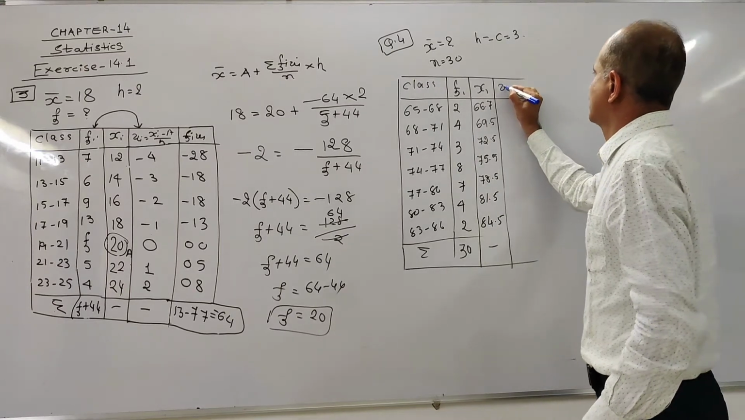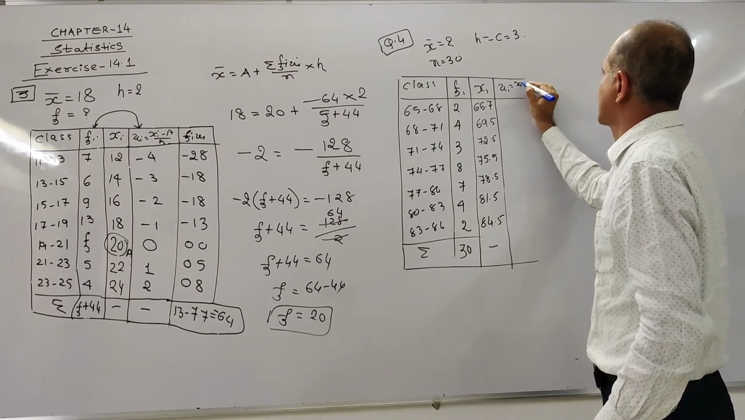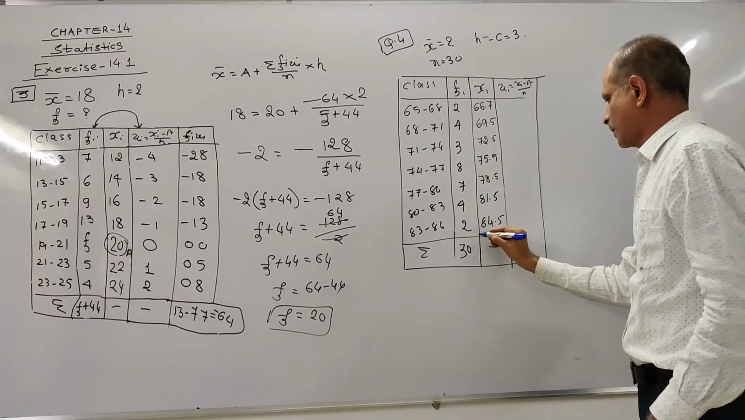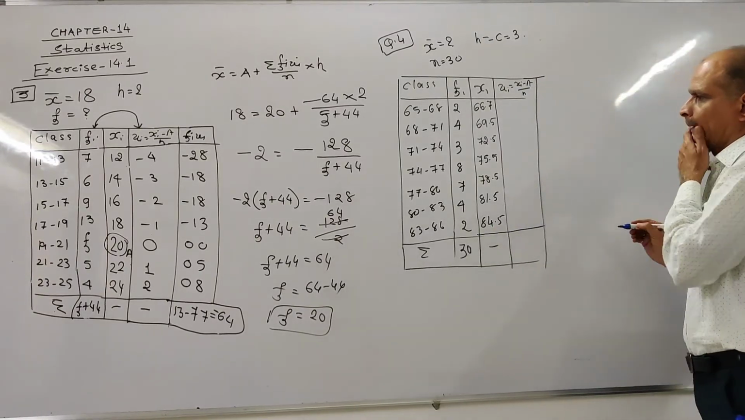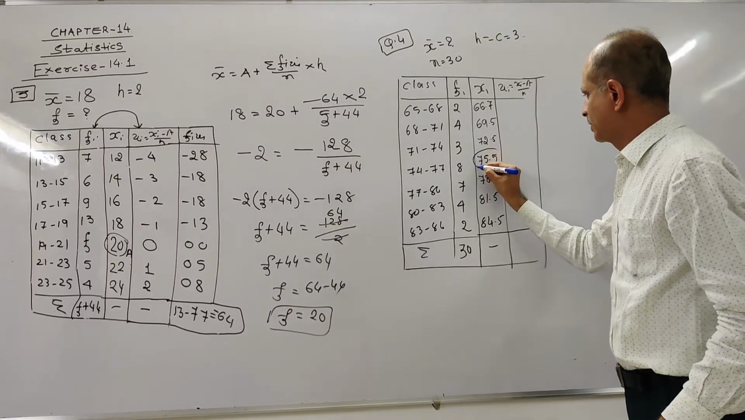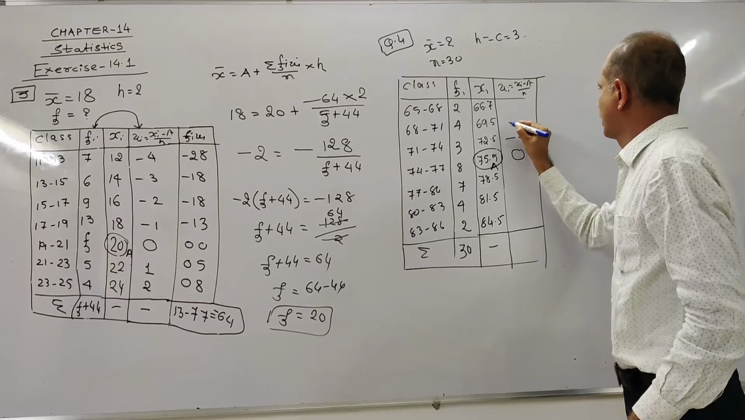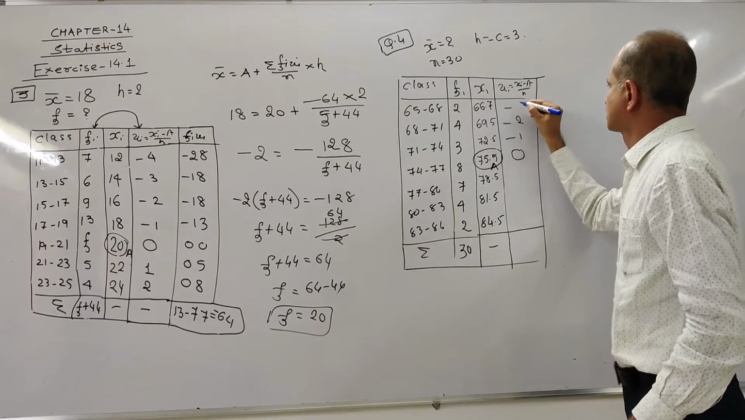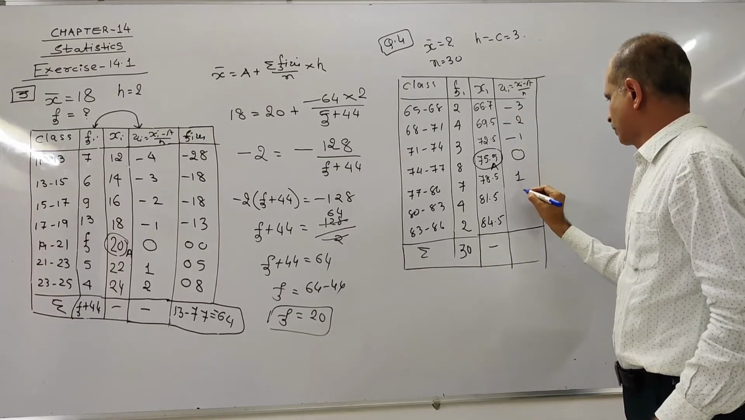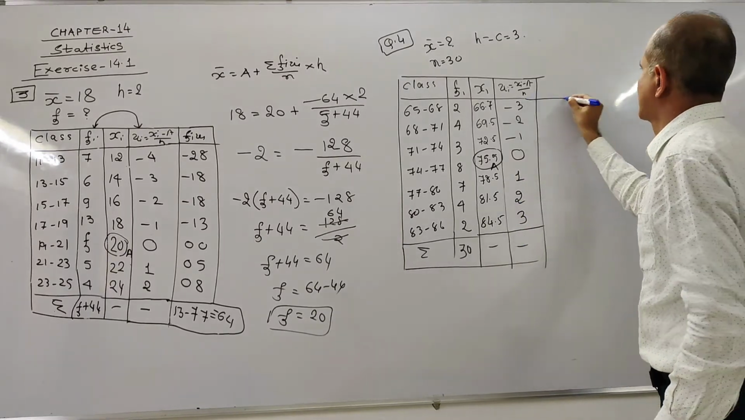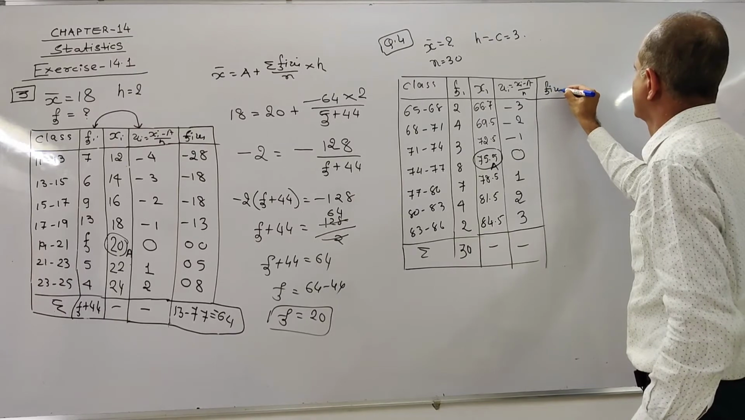Now after xi you have to find out ui, that is known as xi minus a upon h. So you have to find out a. Let me take 75.5 as a. So here you have to write 0, here minus 2, minus 3, here it is 1, it is 2 and 3. Now the next column is fi ui.